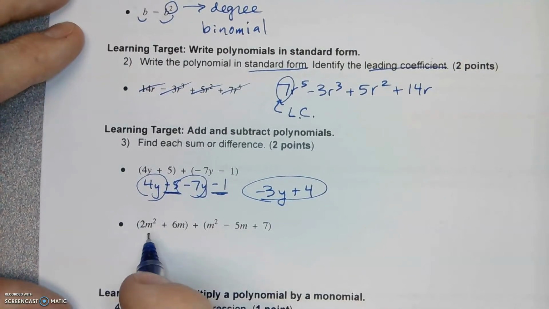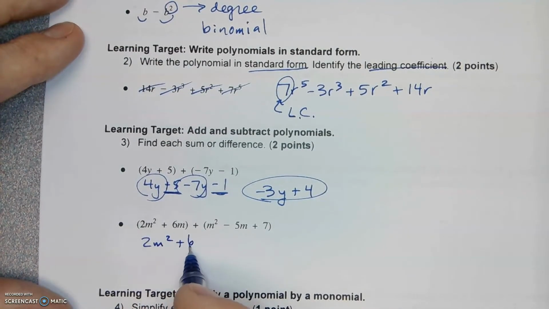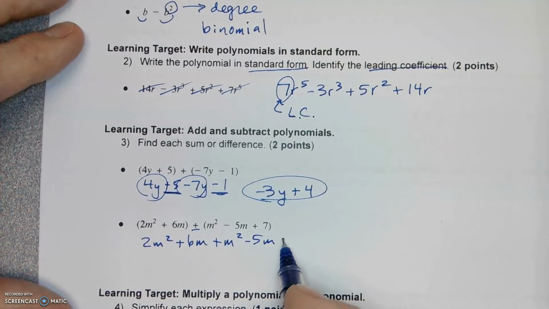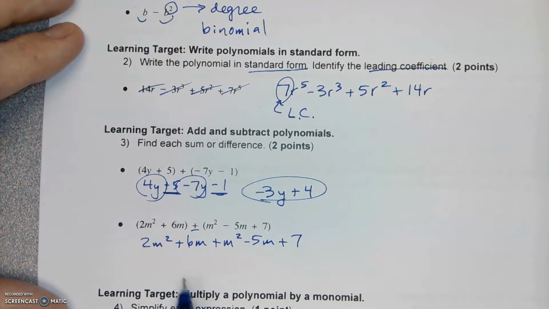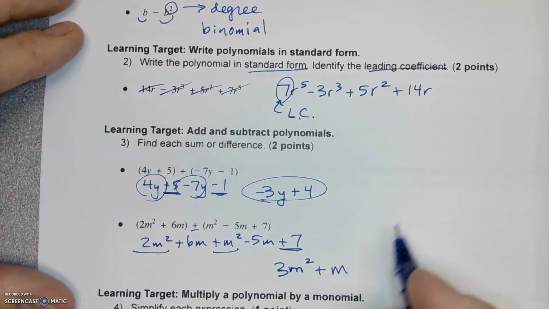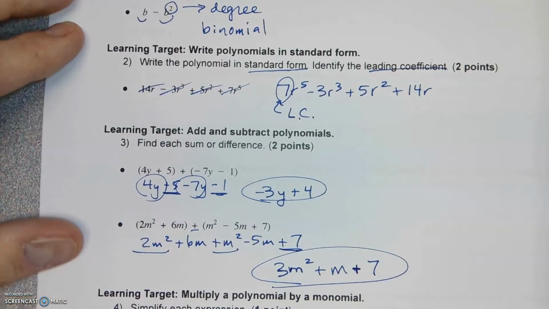Right here, same thing, you're combining like terms. And because it's addition, you could really just remove those parentheses. So combine what you can, 2m squared and m squared, to 3m squared. 6m minus 5m is just m. And there's no other number other than 7, so we'll tack that on the end. And we're done.